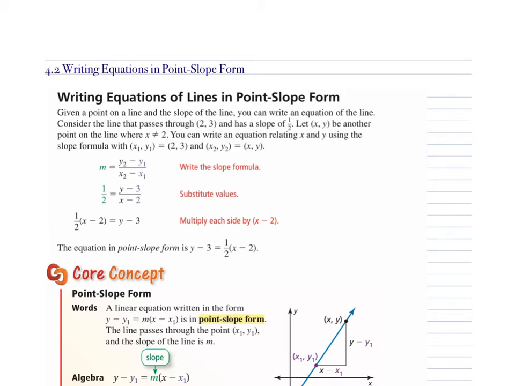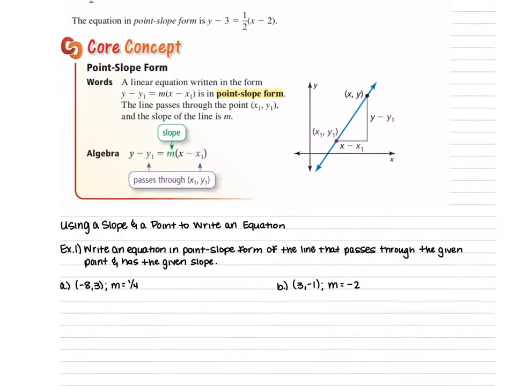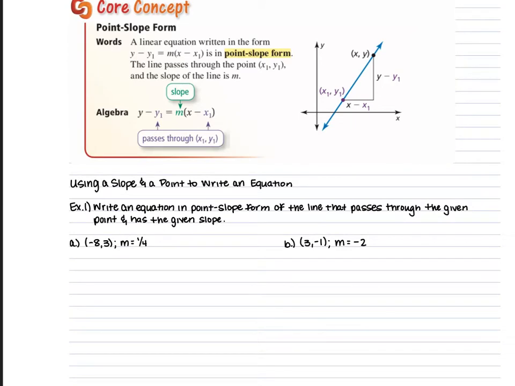4.2 goes over writing equations in point-slope form. Point-slope form is y minus y1 is equal to m times x minus x1. Your m is the slope, the y1 and the x1 comes from an ordered pair that lies on the line on the coordinate plane. So if we look at the first set of examples, we're writing an equation in point-slope form. So again, that's y minus y1 is equal to m times x minus x1.